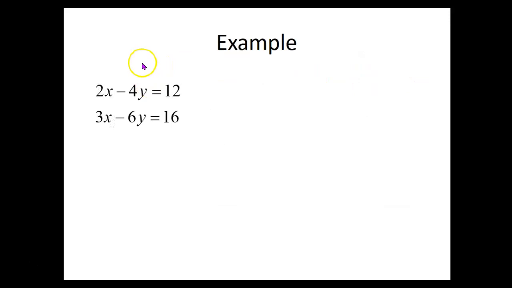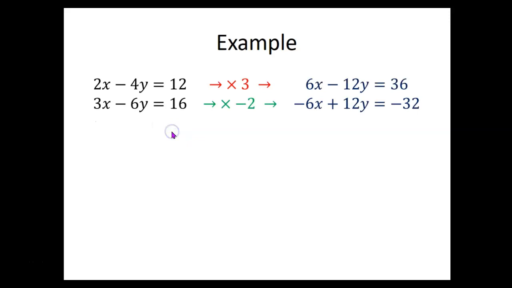Let's look at an example. Let's say we have the system 2x minus 4y equals 12 and 3x minus 6y equals 16. And I decide that to make the x coefficients opposites of one another so that they will add up to 0 and eliminate the x's, I'm going to take the top equation and multiply it by 3. That will give me a 6x here. And I will take the bottom equation and multiply by negative 2. And that will give me a negative 6 in front of the x in the bottom equation.